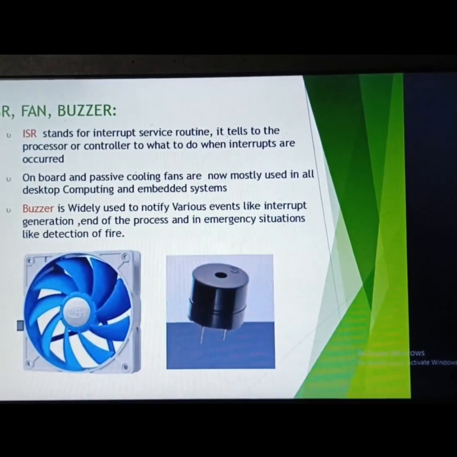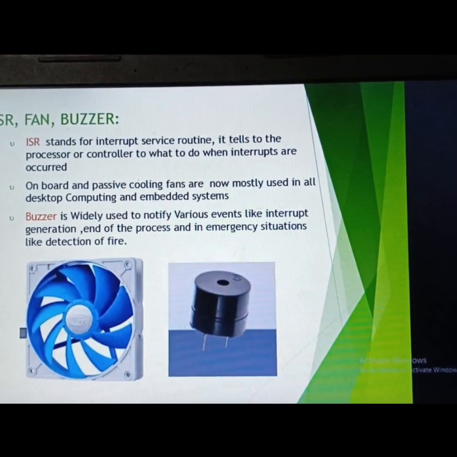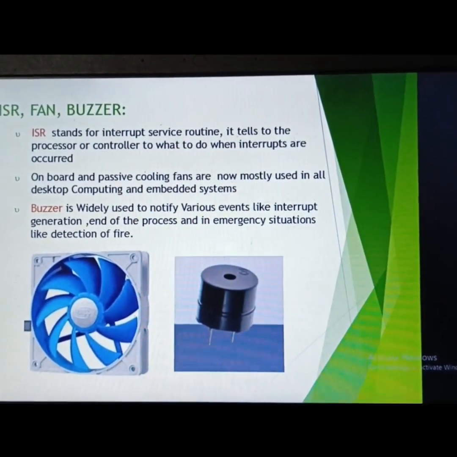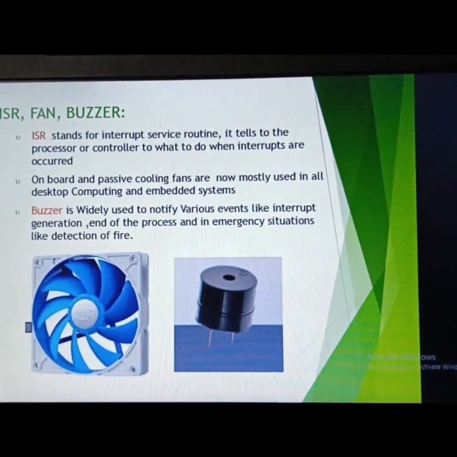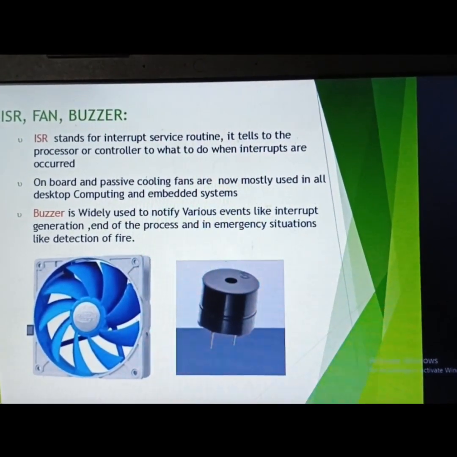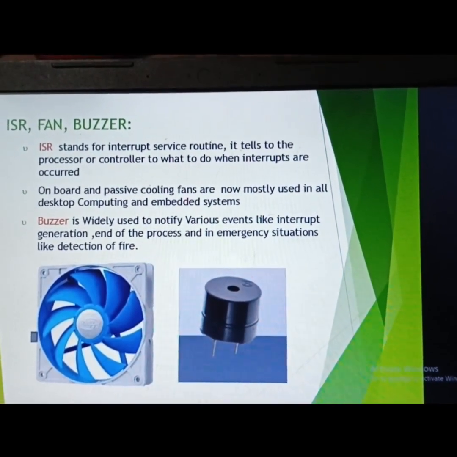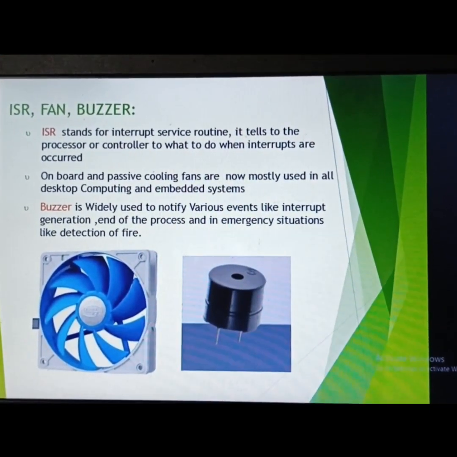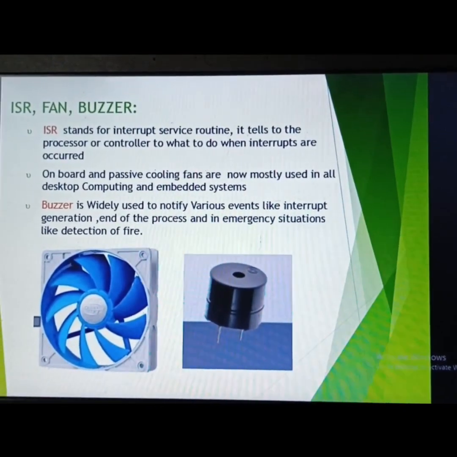Then I have also used a fan for this project. The fan is used for washing processes like rinse, spin and dry. Onboard and passive cooling fans are now mostly used in all desktop computing and embedded systems. And the next one is the buzzer. It is used to indicate when the door of the washing machine is opened, and when the program is completed it will make a short buzzing noise. In this PPT, this is the image of the fan and this is the image of the buzzer.